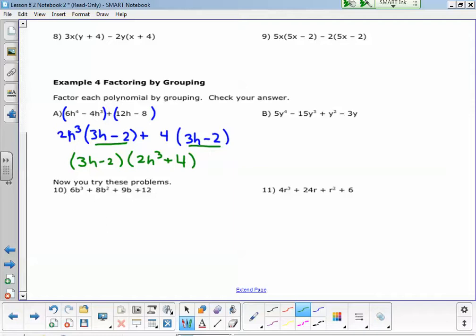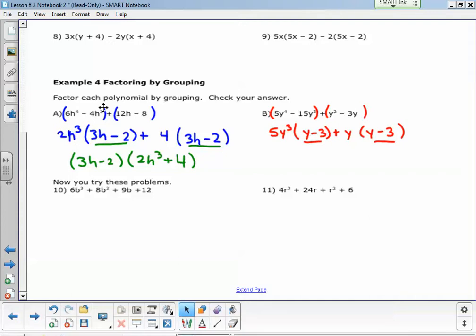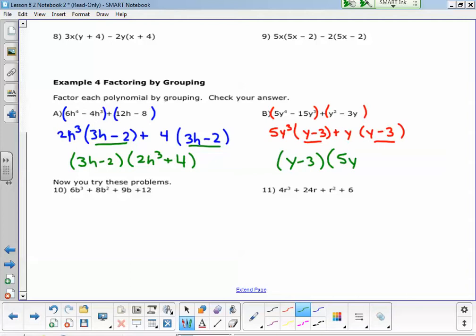If I look at the second example, again, the first step I'm going to do is group by putting in some parentheses. Then I'm going to look for the GCF of each group. So I'm going to go with 5y to the third power, which is going to leave me with y minus 3. And then I'm going to factor out a y over here, and that's going to leave me with y minus 3. So my y minus 3's are my GCF. So y minus 3 times the quantity 5y to the third plus y.